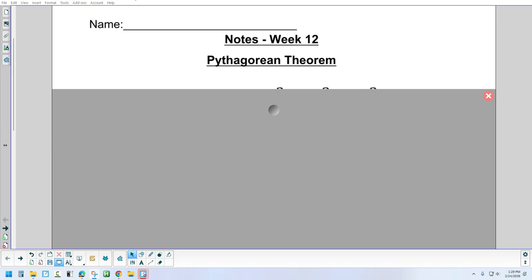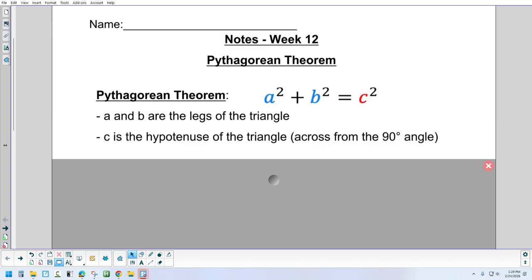So this week we're going to take a look at Pythagorean theorem, which looks like it lines up with what some of you are doing in geometry anyway. Can anybody tell me what's the formula for Pythagorean theorem? Yeah, a squared plus b squared equals c squared.